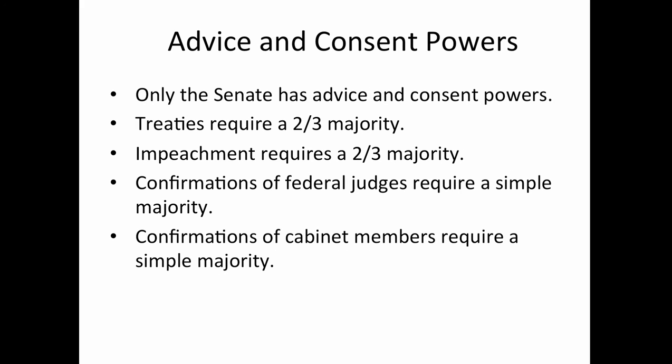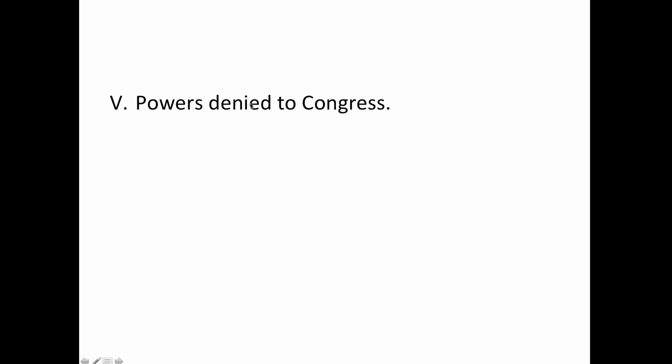Now, some of these are directly specific for the Senate, and we call these the advice and consent powers. You don't necessarily need to write every single word on this slide down, but just know that only the Senate has advice and consent powers. Treaties require a 2/3 majority. That is advice and consent powers. I have seen this term on one of the AP tests before, so be aware of what this is. Impeachment requires a 2/3 majority. Confirmations of federal judges require a simple majority. Same thing with cabinet members. These are powers specifically that the Senate has. The House does not have these powers.